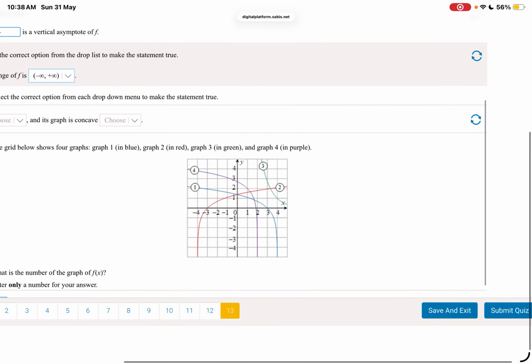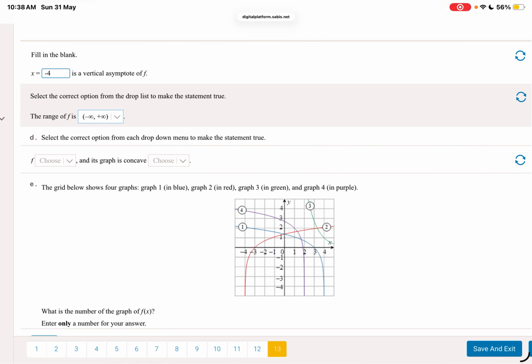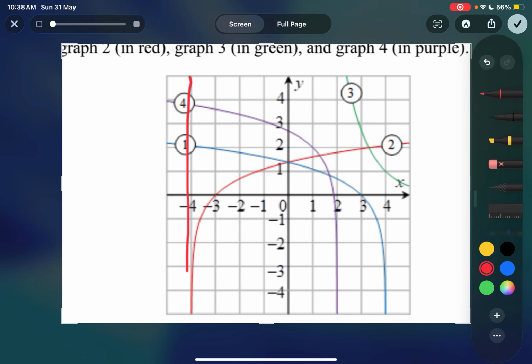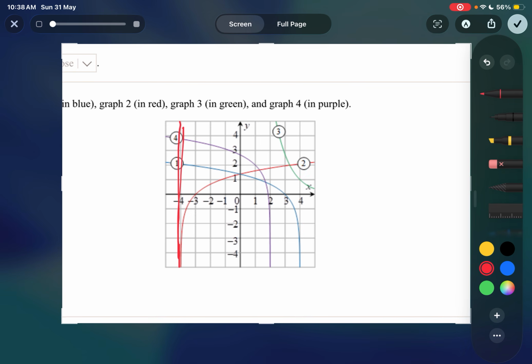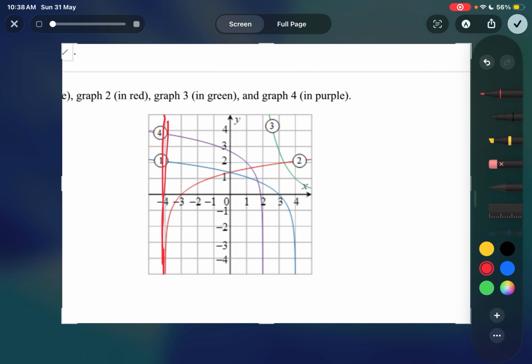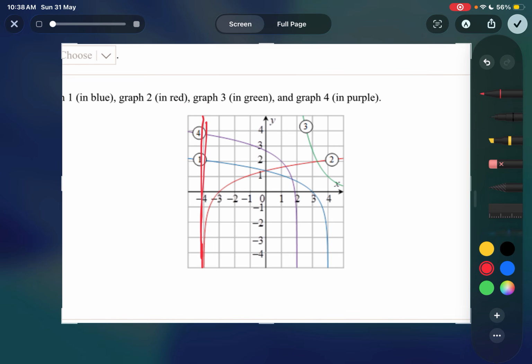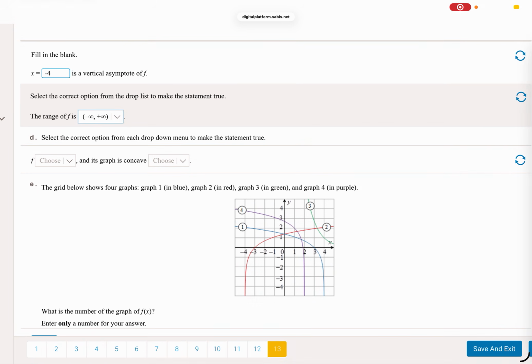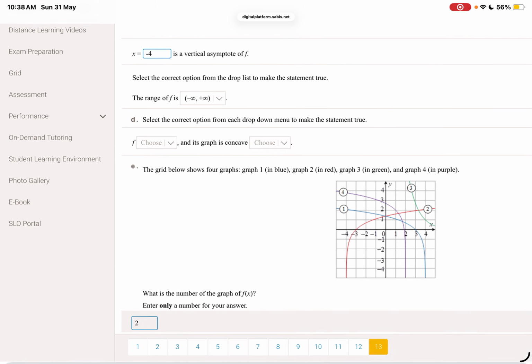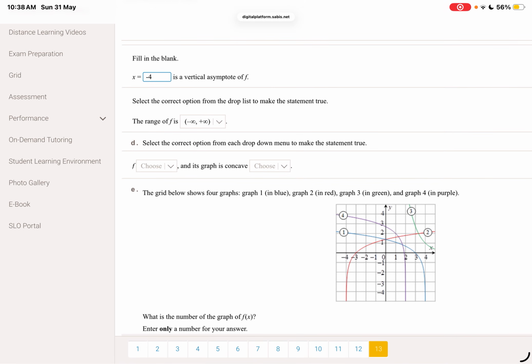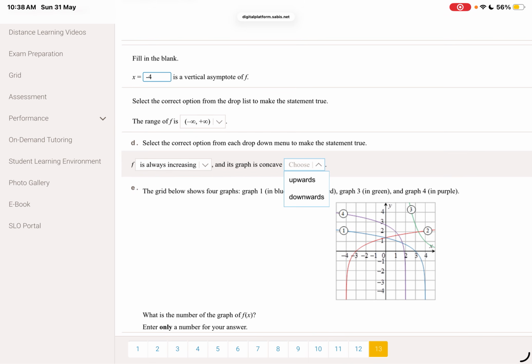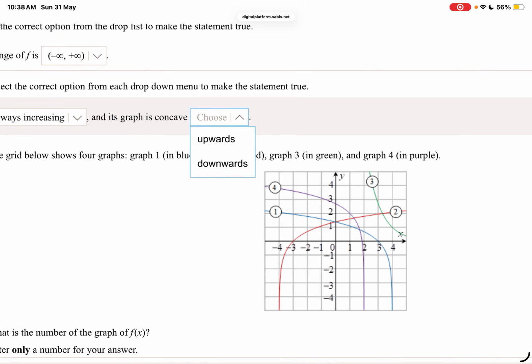Here the vertical asymptote is this one. Okay, this is the first clue. Is there any other graph that has vertical asymptote negative 4? No, so it is definitely the red one. So it will be the number 2. And then for part D, it's always increasing. See, it's increasing, it's going from down to up. And it's concaving downwards, because it concaved downwards, but it's increasing.